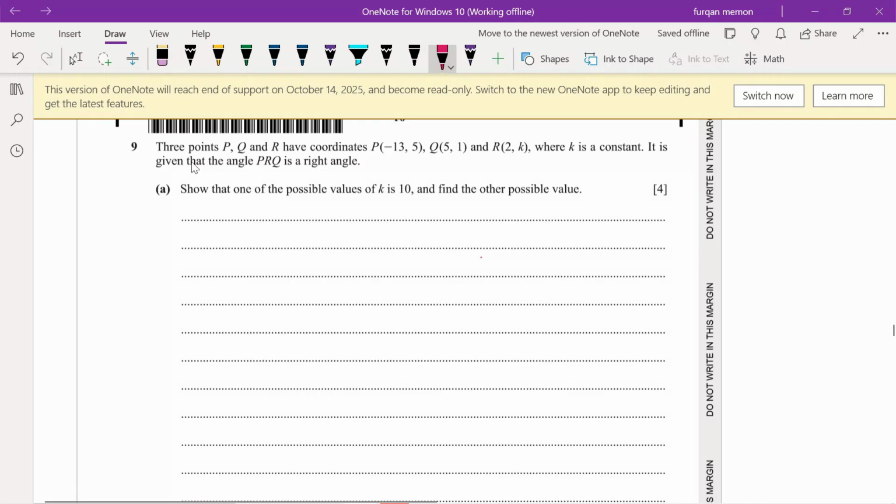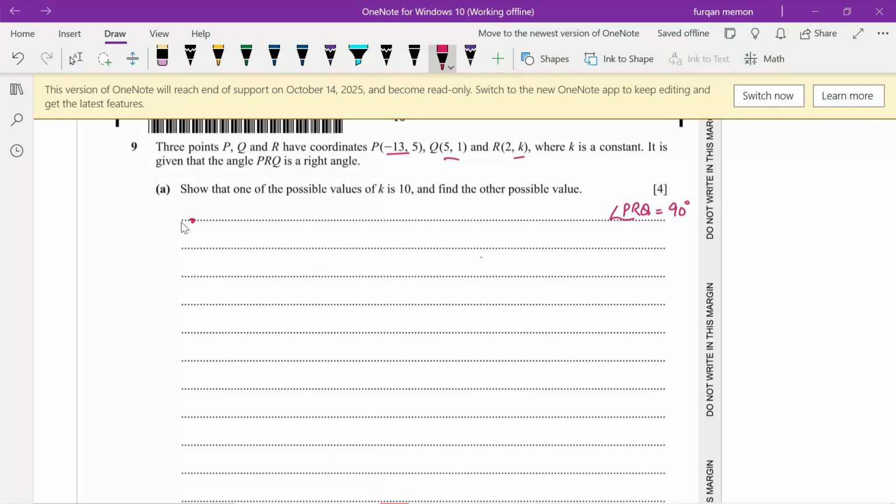Question number 9. Three points P, Q, R have coordinates as given, where k is a constant. It is given that the angle PRQ is a right angle, so angle PRQ is 90 degrees. Show that one of the possible values of k is 10. Find the other possible value.